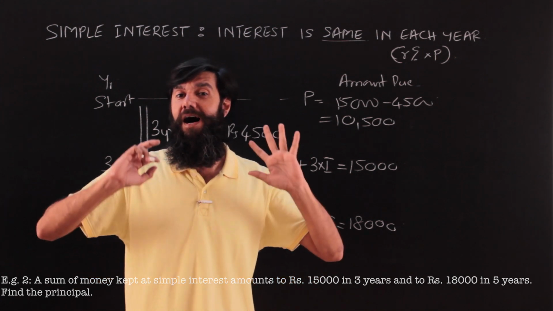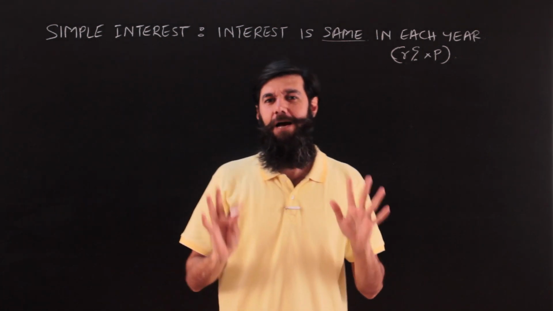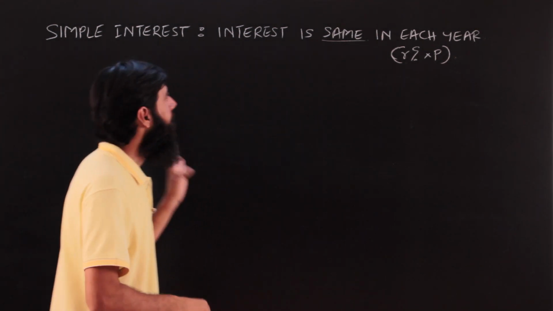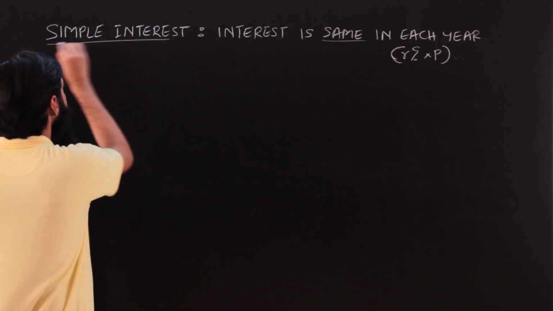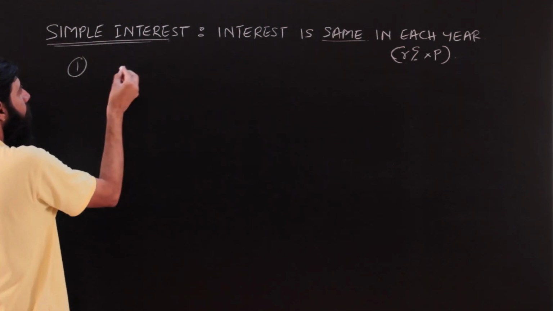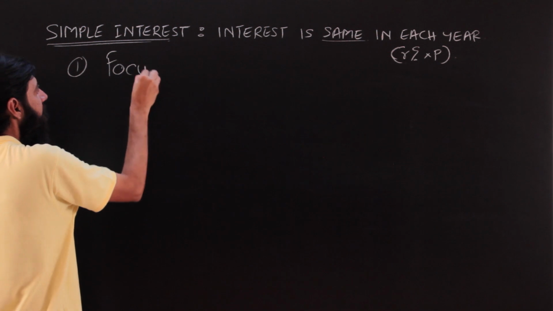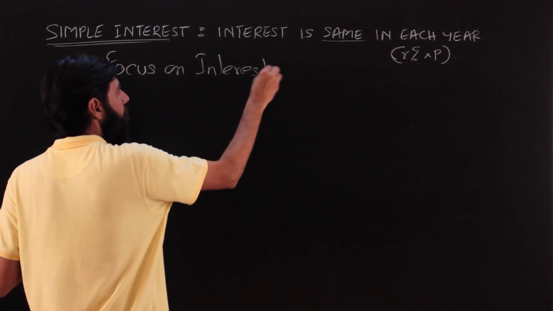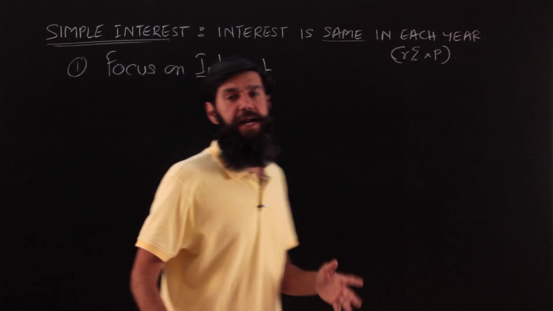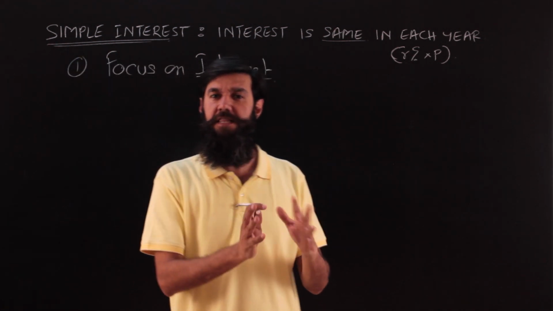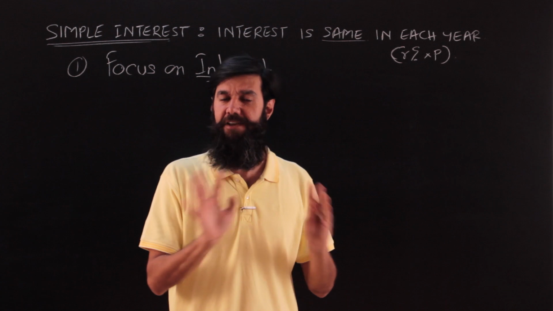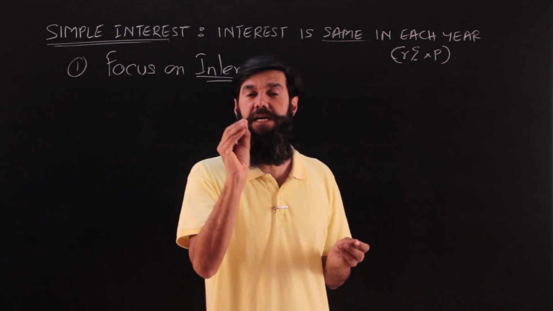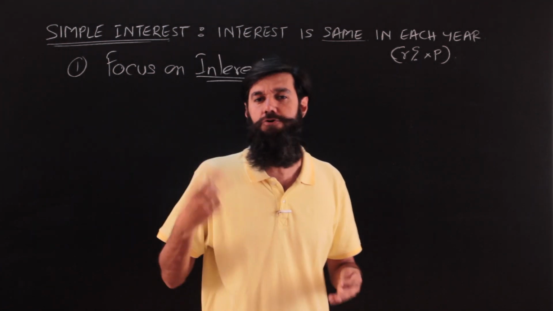So I'll just highlight one point and recapture the learnings from this example. In the case of simple interest, your first and foremost thing is to focus on interest and not on amount, right? So 15,000 in 3 years, 18,000 in 5 years. I'm not interested in 15 and 18. I'm interested in the earned interest, that is 3,000 in 2 years, right?